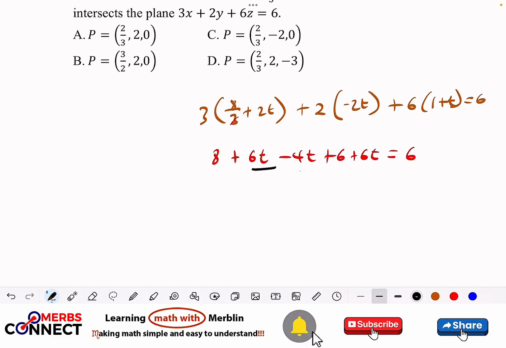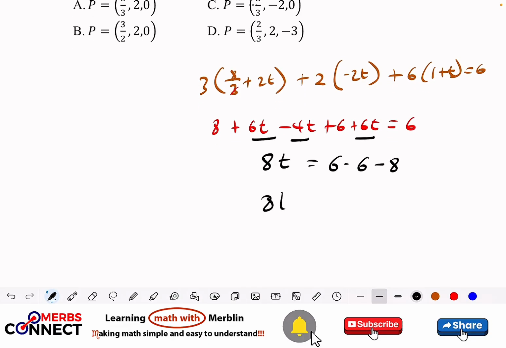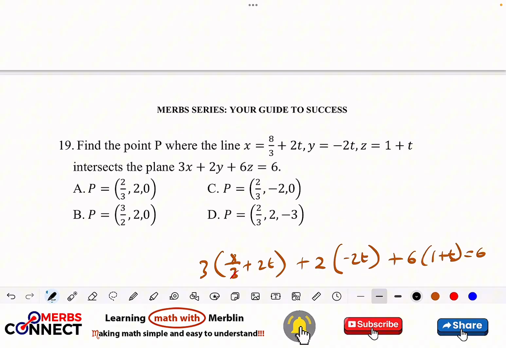So I have T here, I have T here, I have T here. So this is going to give me, I think, 8T, and then it's equal to 6 minus 6 minus 8. So this is going to give us 8T is equal to minus this, and T is equal to minus 1. Is that right? Yes. So let's just do substitution here.